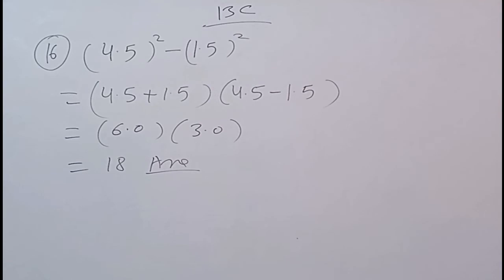Children, I am taking question number 16 of exercise 13C. (4.5)² minus (1.5)². Use the formula a² minus b² equals (a plus b)(a minus b). So (4.5 plus 1.5) and (4.5 minus 1.5). That will give you 6.0 and 3.0. 6 threes are 18, so 18 is the answer. So in that manner you will do question number 16.